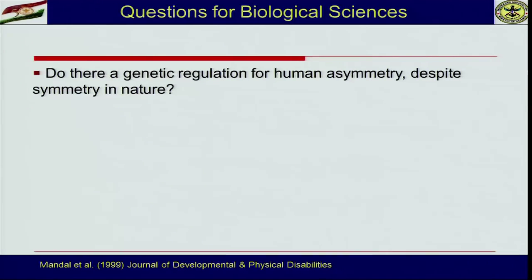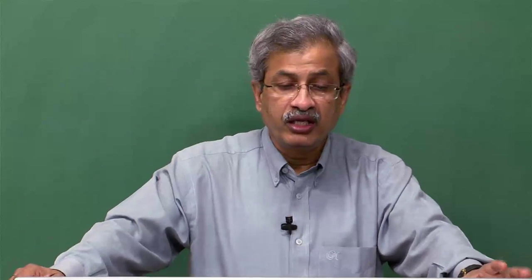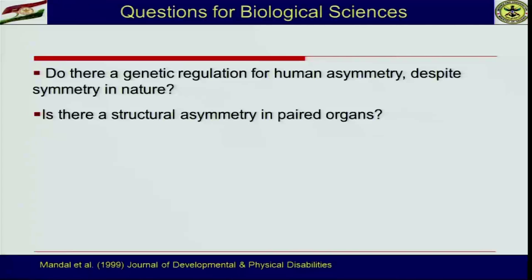Likewise, we have questions for biological sciences using side biases. Is there a genetic regulation for human asymmetry despite symmetry in nature? Everything in nature is symmetrical, but is there a genetic regulation for human asymmetry? That needs to be studied. Likewise, is there a structural asymmetry in paired organs as well? We have two legs, two feet, two ears, two sides of the brain. Is there a structural asymmetry in the paired organs?